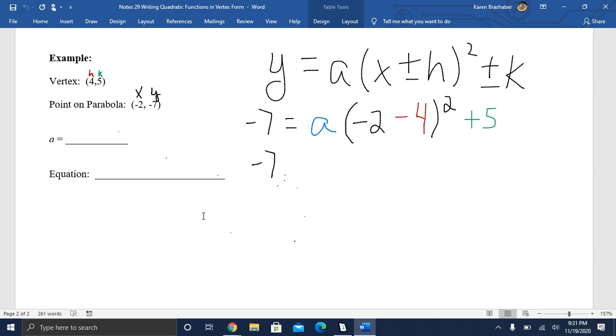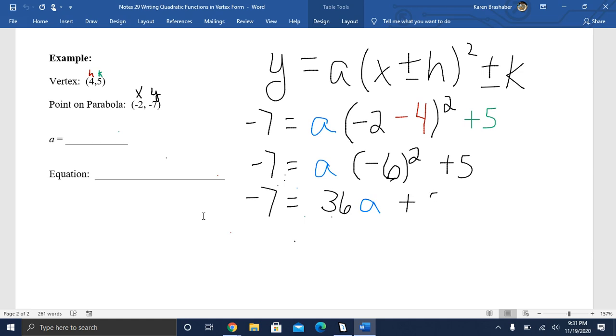So we have 7 equals your variable a. In the parentheses, you've got -2 minus 4. That would be -6. You're going to raise that to the second power, and then have your +5. So that would be 7 equals, so I'm going to take -6 times -6. Be careful about your sign. That is +36. And then we have the a, and then +5.